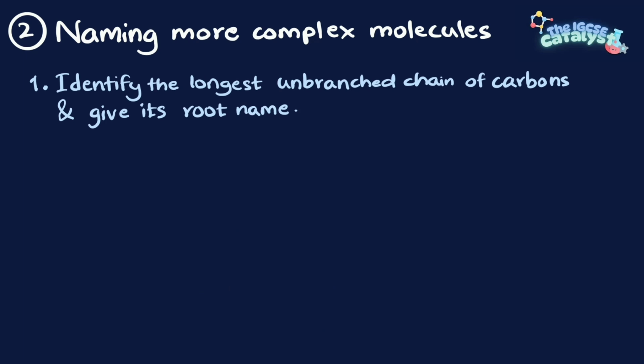To name these type of isomers and more complex molecules, the first step we have to do is to identify the longest unbranched chain of carbons and give its root name. As you can see, it says unbranched here. So in other words, it just means that we have to select the longest continuous or straight chain of carbons.